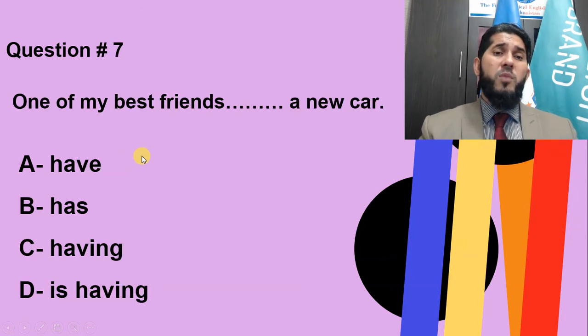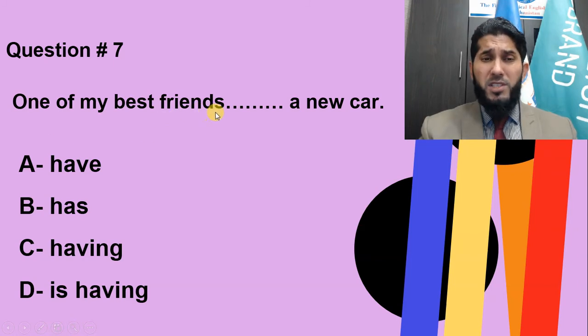Number seven, one of my best friends. Look at the subject verb agreement here too, not only tenses, but subject verb agreement. So here, one of my best friends. One is your subject. Friends is not your subject, because this is the object of a preposition.